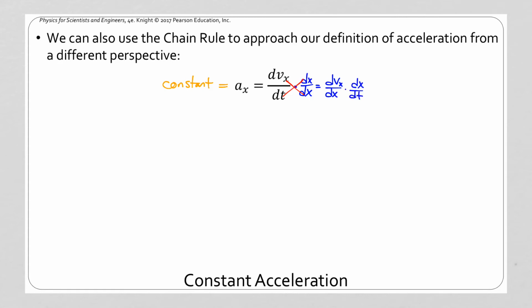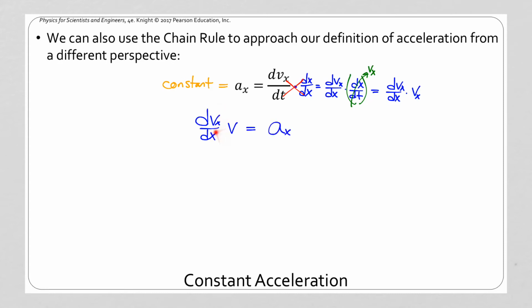Furthermore, we can notice that dx over dt is the definition of the velocity. So we can say that dv/dx times the velocity, this function here, is equal to the acceleration, which is constant. And so we still have a differential equation here. We still have an equation that we can solve.